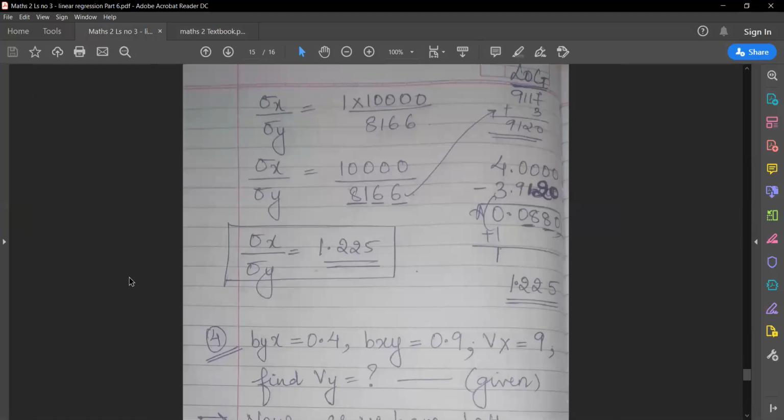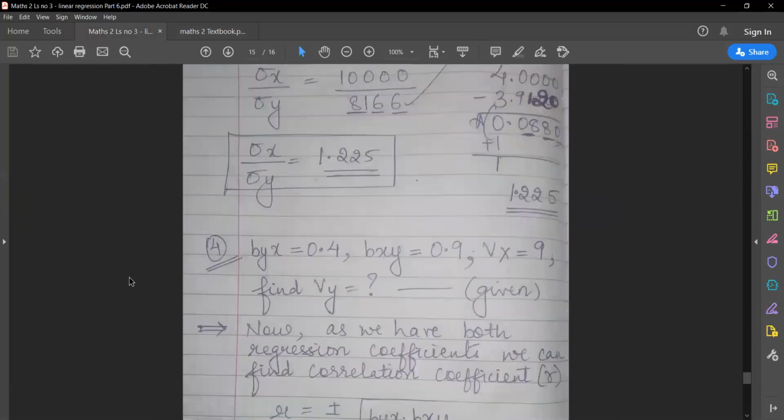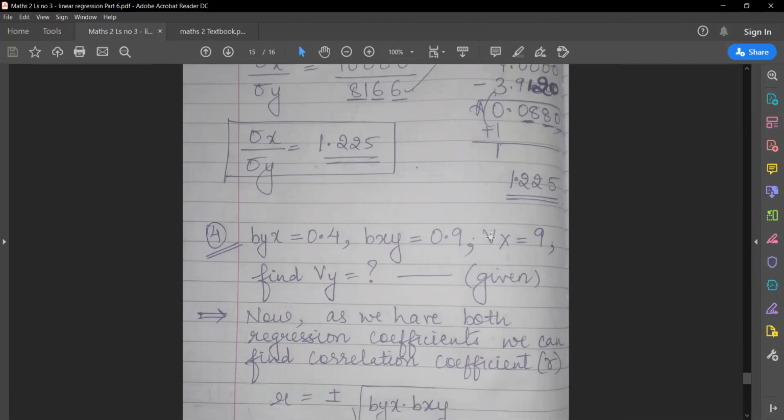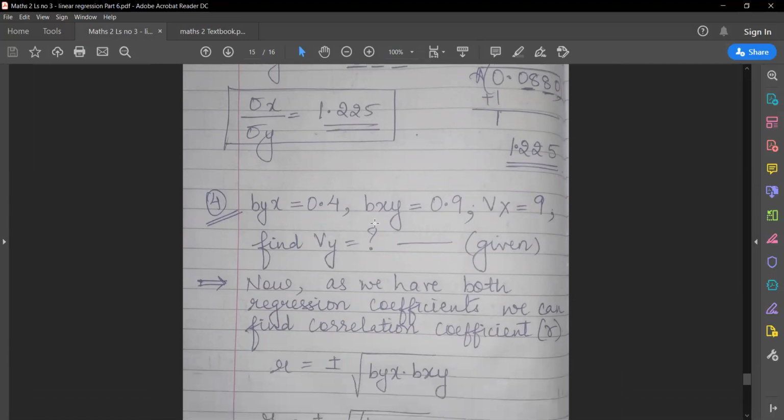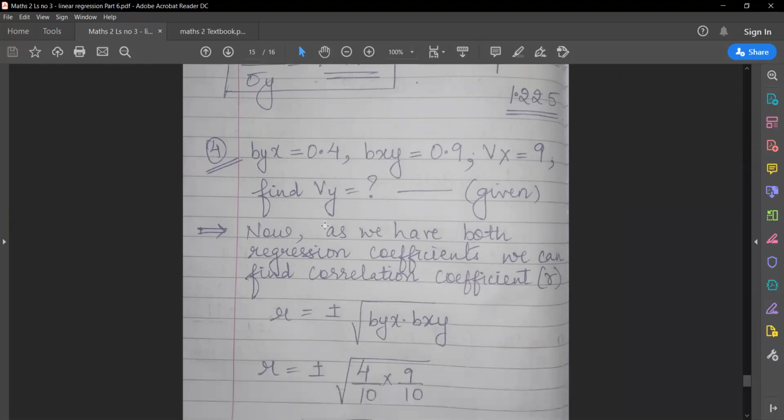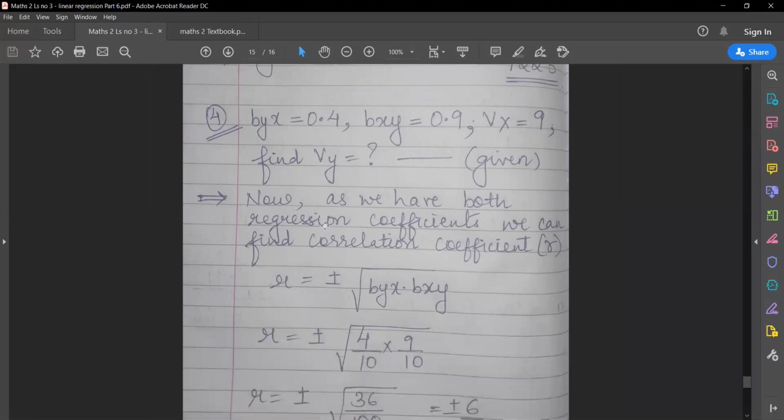So in this sum, they have already given you byx and bxy. Since variance is given, you can find out sigma x by taking the square root. But this time they are not telling you to find sigma y. They are telling you to find the variance of y. So no big deal. Variance is nothing but sigma squared. So first we'll find sigma y and then square it, and we will get the variance of y.